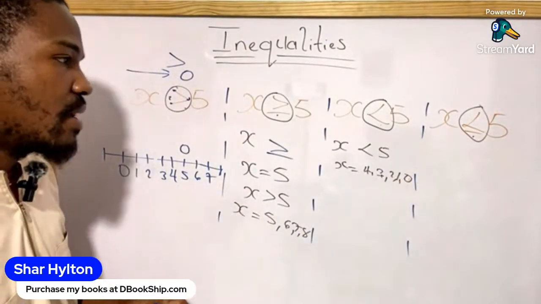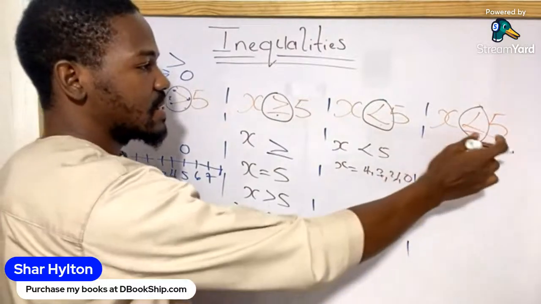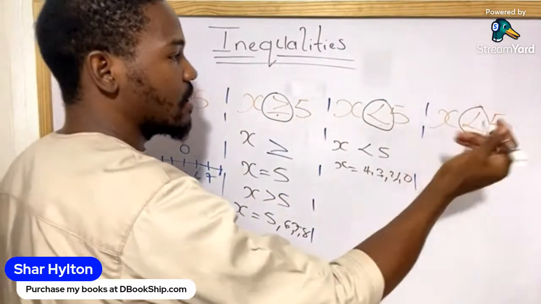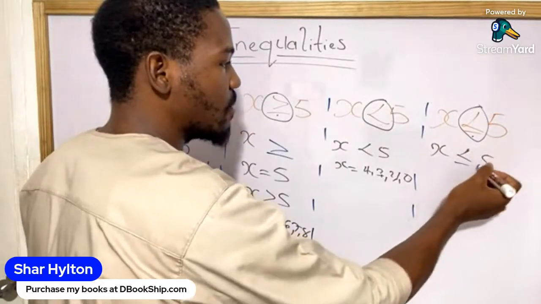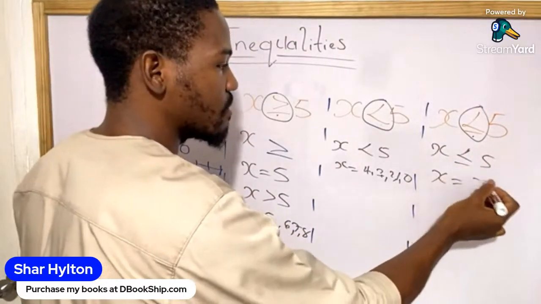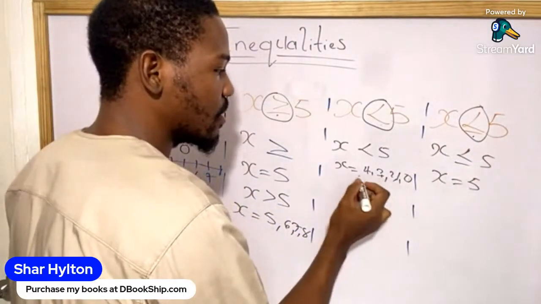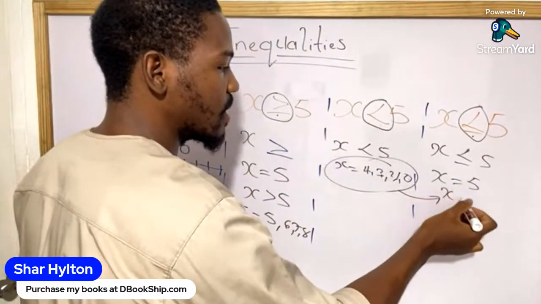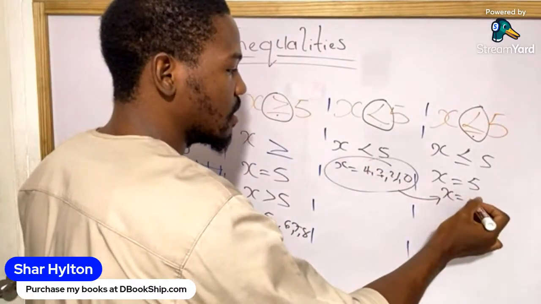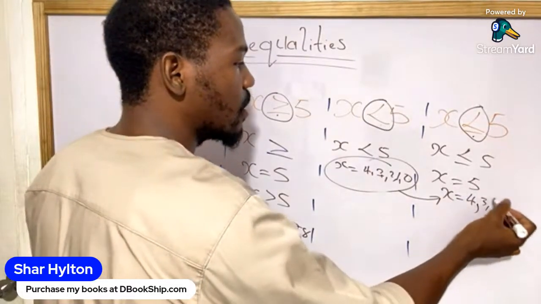Right? If we're looking at x is less than or equal to 5, here. So we would have x is less than or equal to 5. We're saying that x could equal 5, or x, this value right here, could come over here, and this could also equal 4, 3, 2, 1.